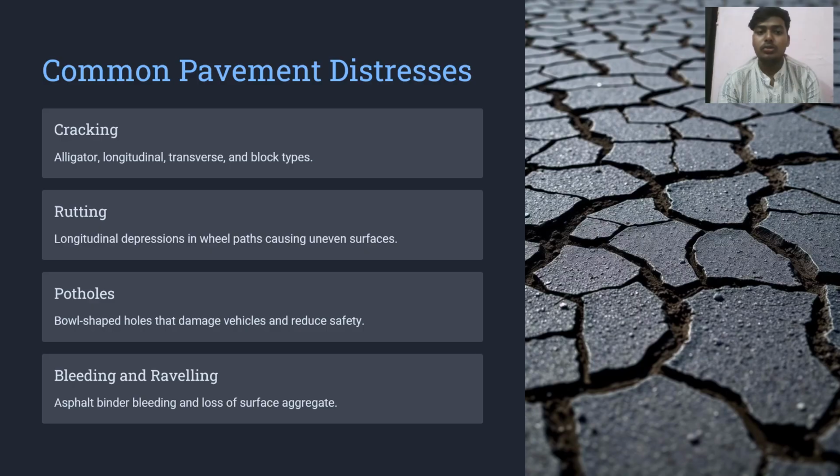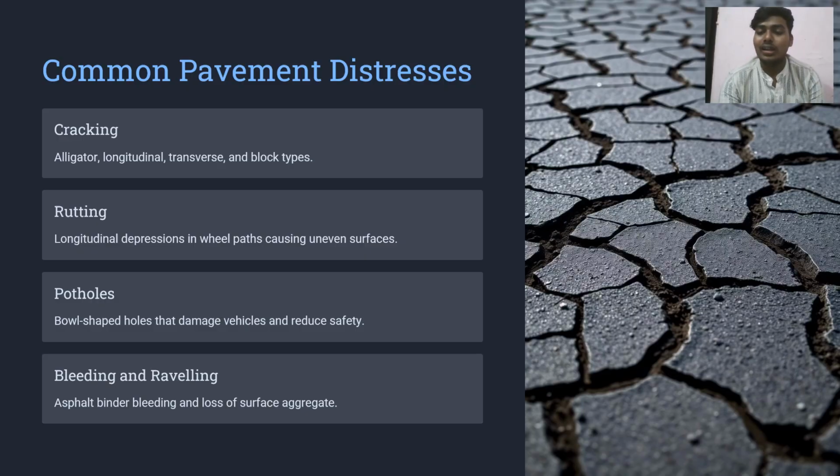Now we are going to talk about common pavement distress. There are four types of common pavement distress: cracking, rutting, potholes, bleeding and raveling. So cracking means the cracks which we see on roads while driving vehicles. The types of cracking are alligator, longitudinal, transverse, and block type.